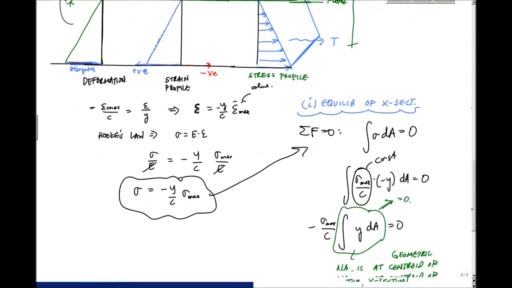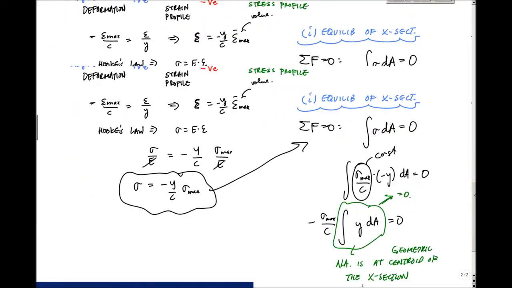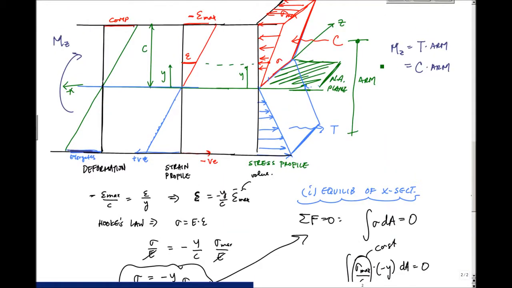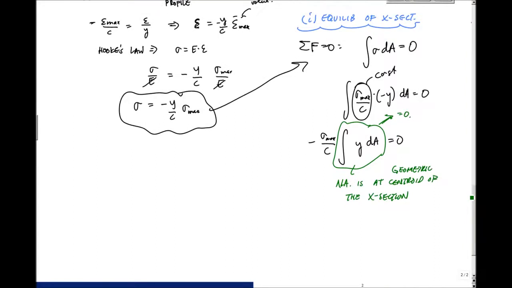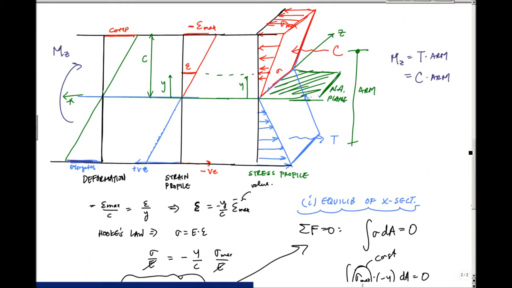So if I take moments about the z, just as I said before, this moment really has to equal the applied moment. So let's apply that second equilibrium equation, which is the sum of moments. Here I say the sum of moments about z has to equal the applied moment. Let's call this m applied.